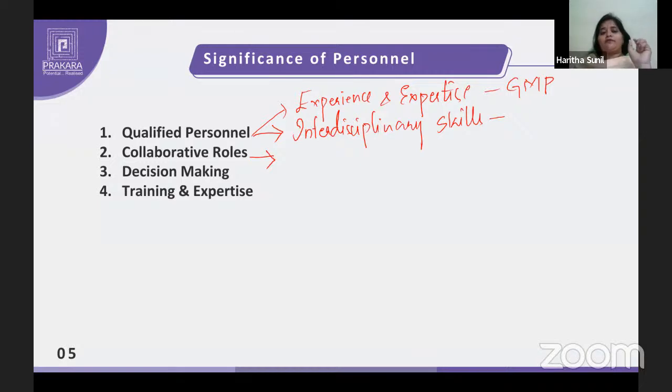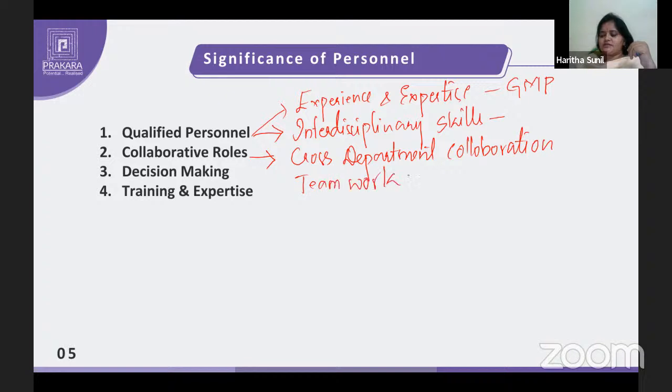So here, under collaborative roles, again we can have two subcategories. They are the cross-department collaboration and another one we have is the teamwork. Nowadays we are listening mostly to this word called teamwork. Obviously, if we do it in a team, it will reduce the burden on one person. Hence, it multiplies the success. There are many proverbs and good sayings on that.